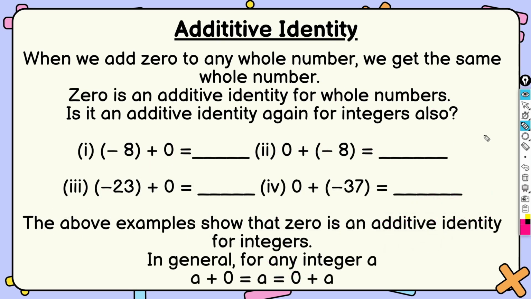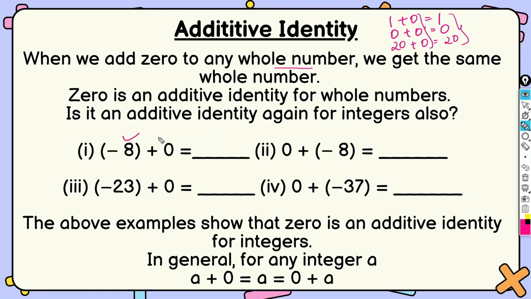Next, additive identity. Additive identity is a number which, if we add to any number, the result should be the same number. For example, for a whole number, if we add 0, we get the same whole number. 1 is a whole number; if we add 0, we get 1. 0 is a whole number; if we add 0, we get 0. 20 is a whole number; if we add 0, we get 20. So 0 here is an additive identity, for which if we add to a whole number, the answer will be the same whole number. Similarly, we'll see if integers have any additive identity.